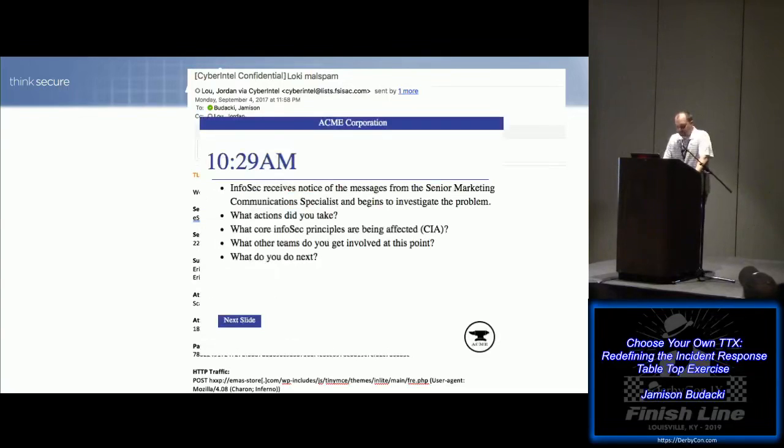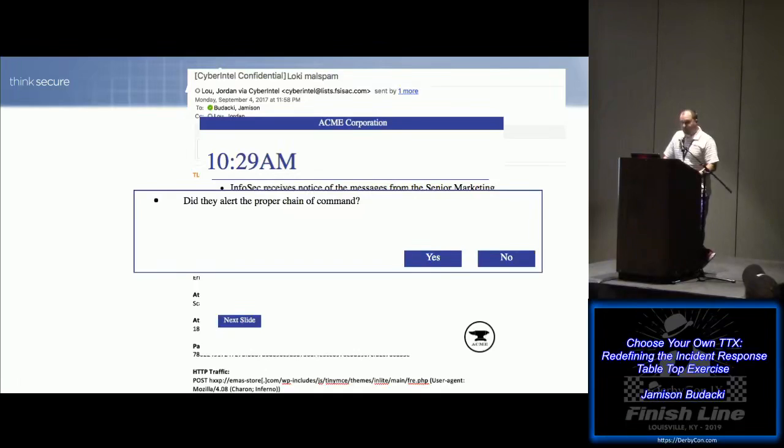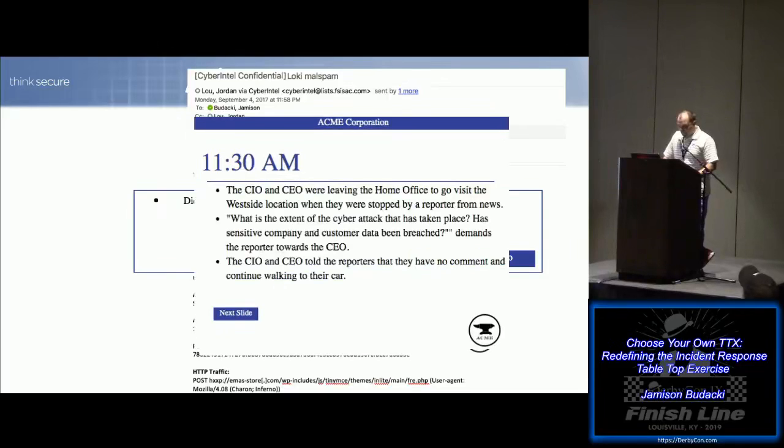Then as the story progresses, you can see the InfoSec team receives notice from a senior marketing specialist, and they begin to investigate the problem. Once again, those hot wash questions come in. What did you do? Who are you getting involved? What are you going to do next? During that questioning, they said, well, it looks like this is a potential incident, so we're going to follow the chain of command, which is a really basic thing in the high-level policy. You get the question, did they follow the proper chain of command? And it turns out to be a yes.